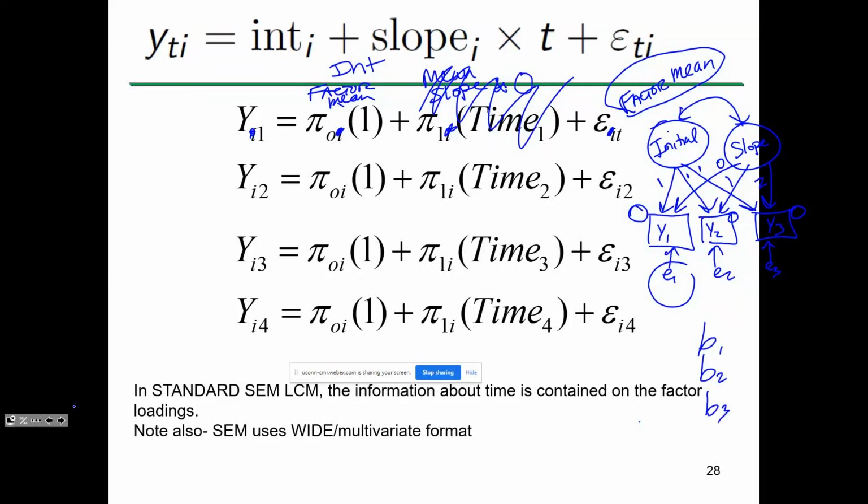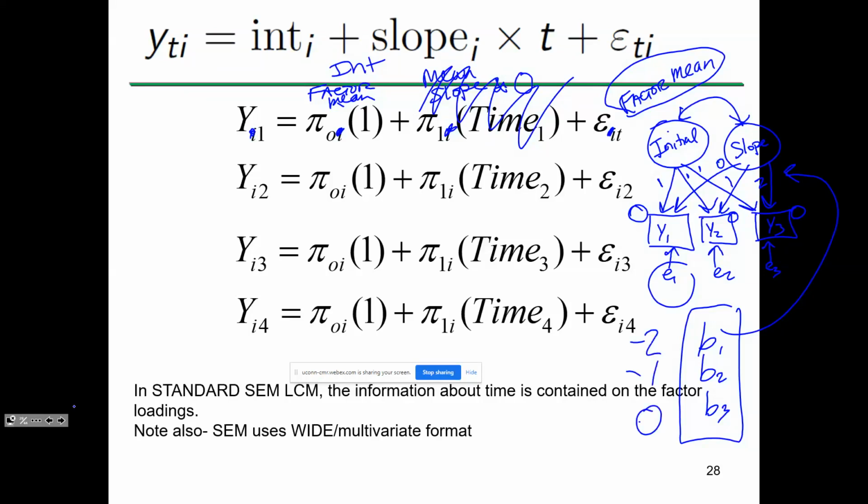I did this to be really general, because it doesn't have to be 0, 1, 2. We're going to plug in numbers there. If I want to center time so that it starts at the beginning and goes up by 1 for each one, then it's going to be 0, 1, 2. But if I wanted to set time so that it's 0 at the end, so I wanted my intercept to be where people end up, then I could go -2, -1, 0.